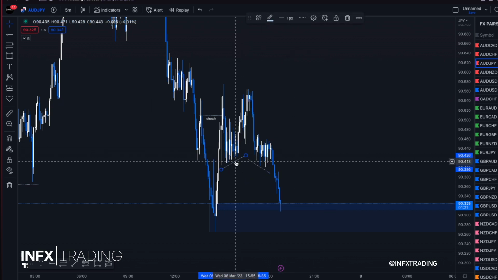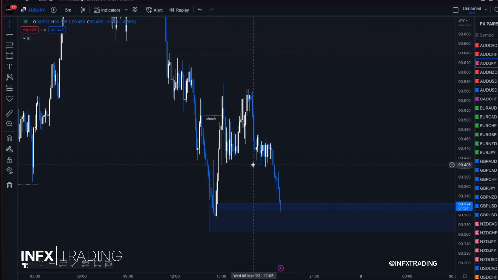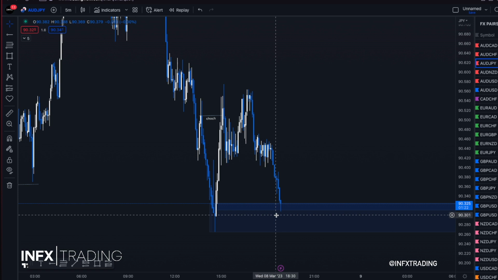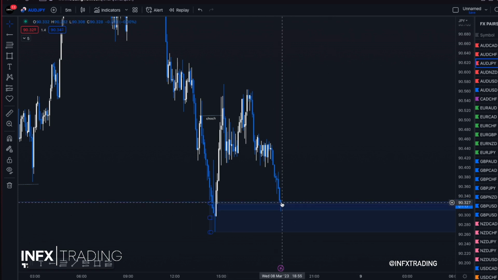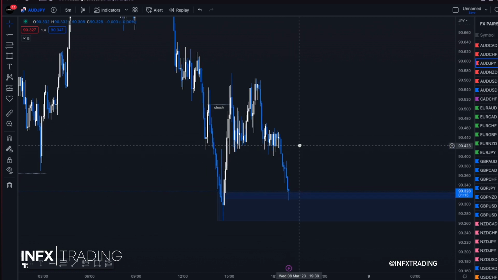Let's just get rid of these lines. Wait for our entry. We could have entered quite aggressively, but I'm not going to do that today. I'm just going to wait to see if we can get a break of this candle's high. Now, this candle's pushing up quite nicely. We've got 1 minute and 15 seconds left.